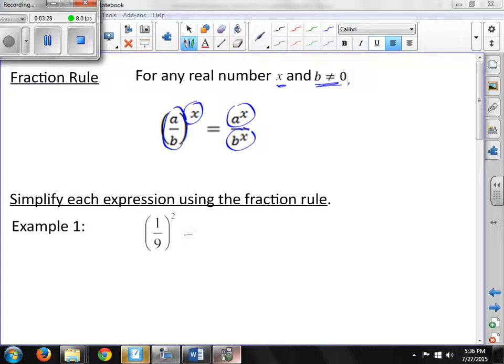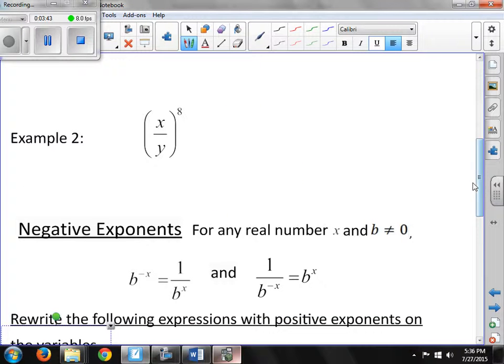Example 1. 1/9 squared. We'll square the numerator. We'll square the denominator. 1 squared is 1. 9 squared is 81. Example 2. X over y raised to the 8th. We'll raise the numerator x to the 8th. We'll raise the denominator y to the 8th. And we've done it.